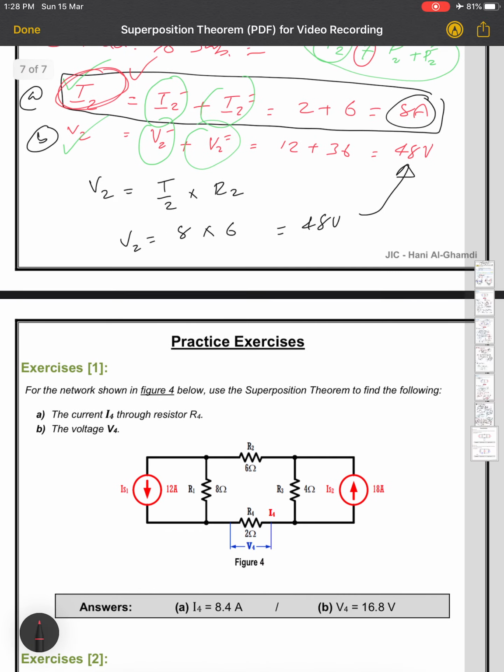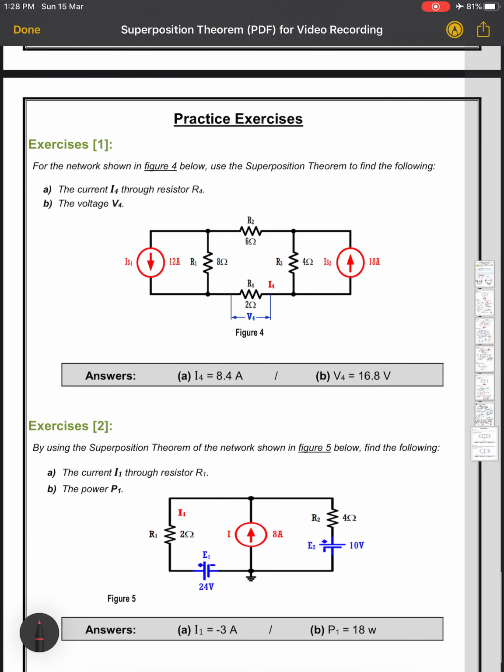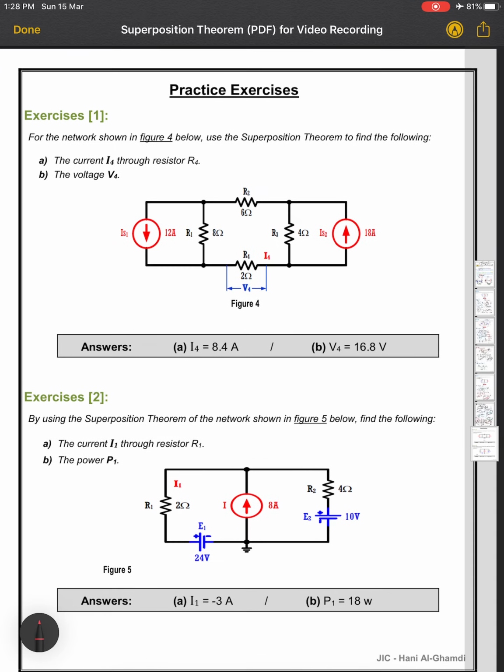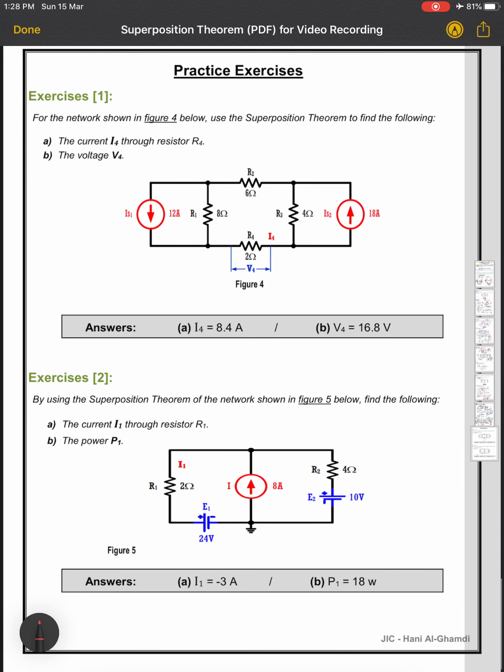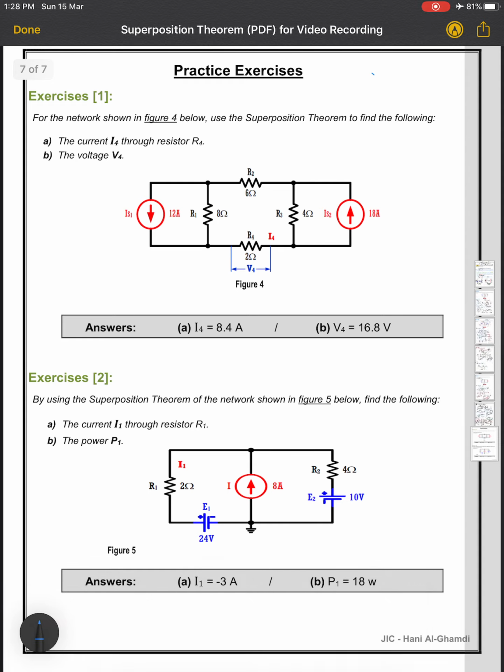Okay, let's move to the last part in this subject here, guys, which is a practice part that you need to do at home. Look here, guys, this is a practice exercise. Let me help you to understand both exercises.